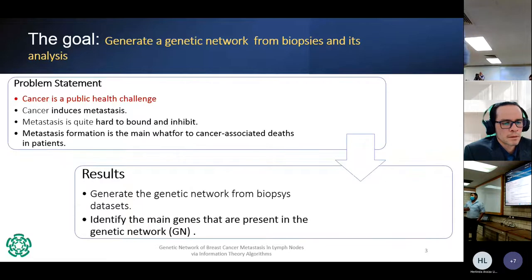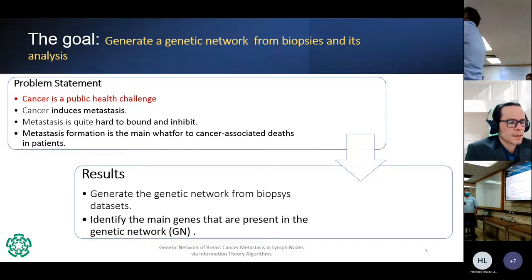Well, cancer is a very difficult health challenge in all the world. Only in Mexico in 2020, Gnecchi reports more than 1 million deaths associated with cancer. And metastasis is the main cause of deaths associated with cancer, because it's very difficult to inhibit. For that reason, we want to generate a genetic network from biopsies of these tissues to identify the main genes that are associated with the formation of the cancer.